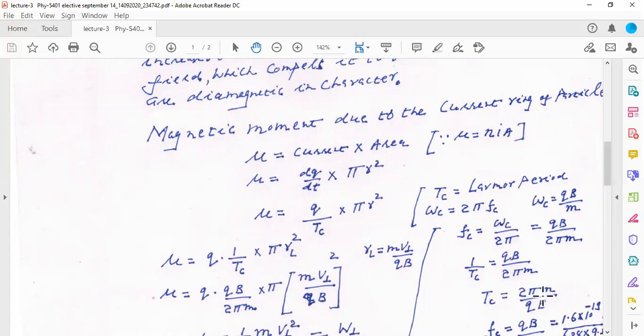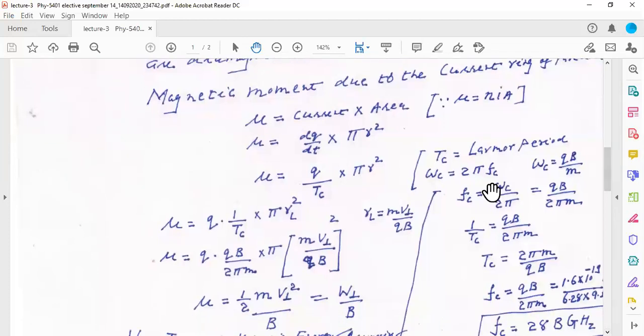So if it is an ion, the Larmor period is greater. If it is an electron, the Larmor period is small, because it is directly proportional to the mass of the particle and inversely proportional to the field strength. So now if you know Tc, you can also calculate the cyclotron frequency. Cyclotron frequency is qB upon 2 pi m. q is the charge of the electron, so you can keep 1.6 into 10 raised to minus 19 into B. 2 pi is 6.28, and m is the mass of the electron, which is 9.1 into 10 raised to minus 31 kg.